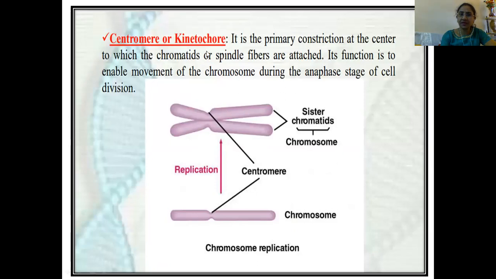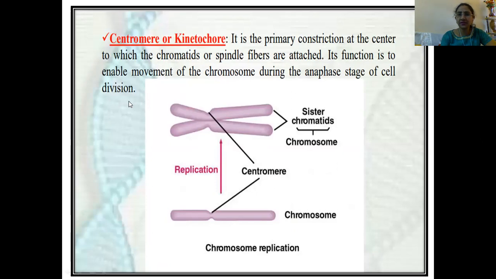First one is the centromere. It is the primary constriction at the center, to which the chromatids or the spindle fibers are attached. Mainly the centromere divides the two chromatids into two portions. Its function is to enable the movement of the chromosomes during the anaphase stage of cell division.